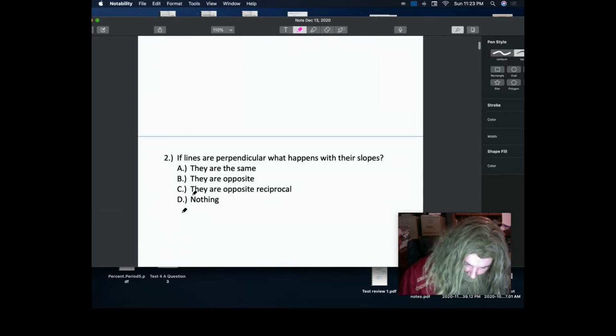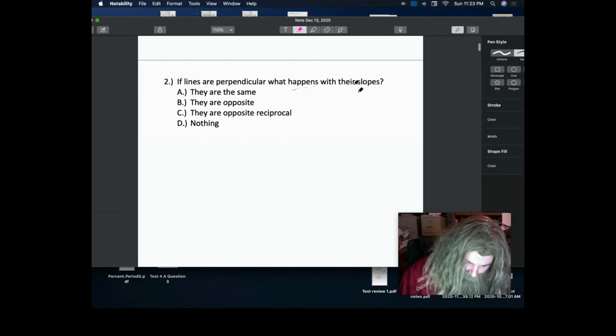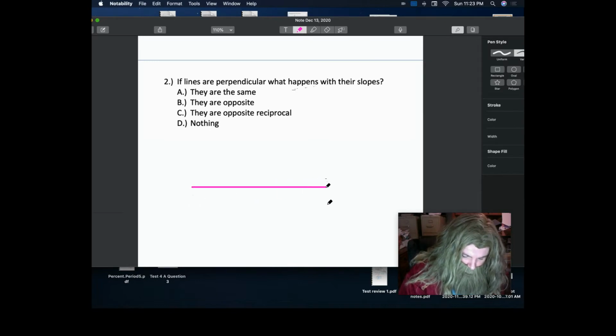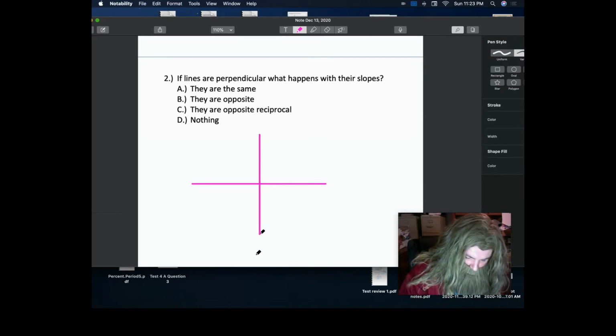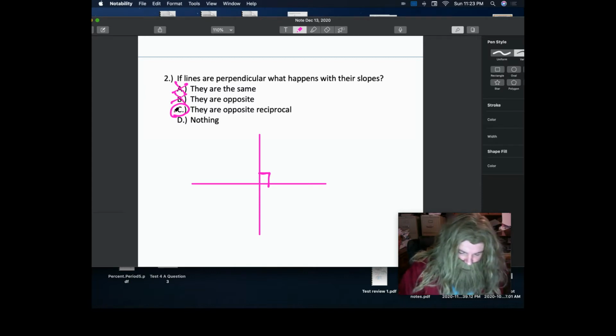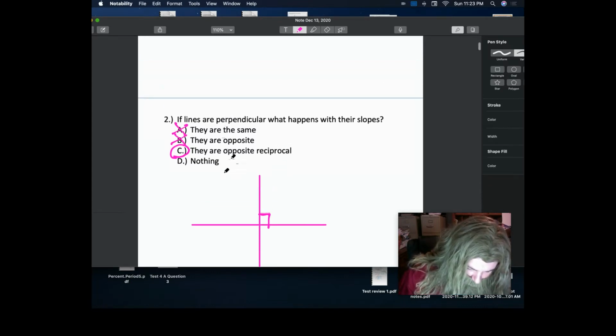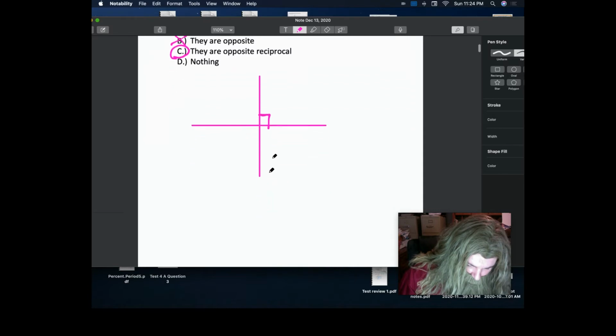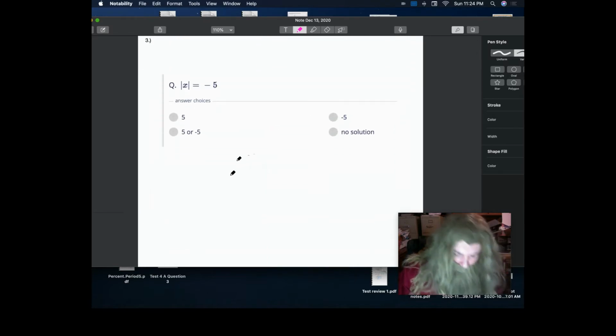Let us move on. If lines are perpendicular, what happens with their slopes? Well, we know exactly what happens to their slopes. Perpendicular lines form 90-degree angles, but more importantly, they have opposite reciprocal slopes. We know that they cannot be the same, and the opposite is to trick you. It's not just opposite, but it's opposite reciprocal. Let's move on. Now, the next question.